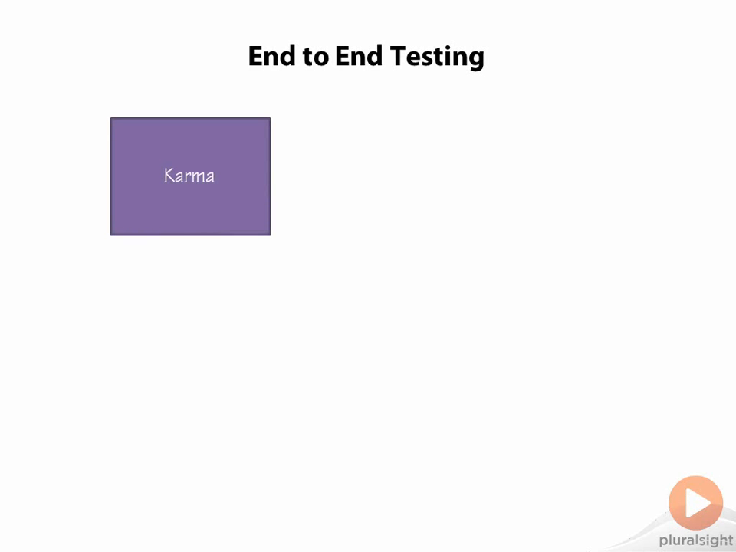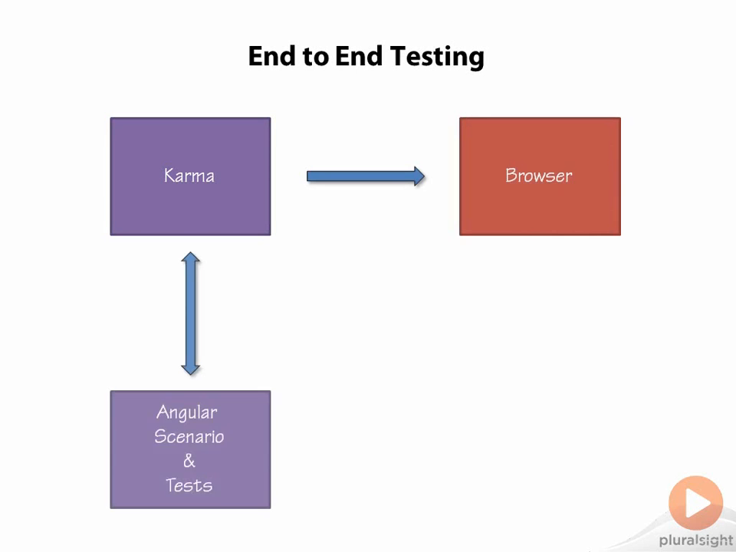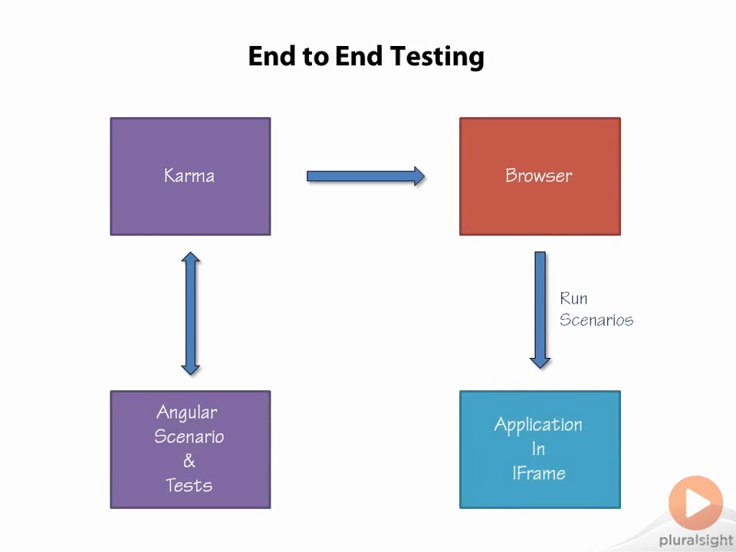Just like unit testing, end-to-end testing starts with Karma, and Karma launches a browser in order to run your end-to-end unit tests. But unlike unit testing, Karma doesn't load all of your application code. Instead, it simply loads the Angular scenario library and your end-to-end scenario tests. The reason for this is because every time you tell Karma to run your end-to-end scenario tests, the browser is actually going to load up your application inside of a frame and run it.